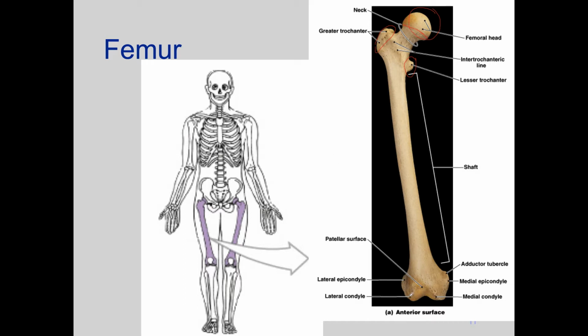Down here we have the condyle, so this is the lateral condyle and this is the medial condyle, and then there's a smooth triangular patch of bone on the front, and that's the patellar surface, so that's where your kneecap articulates. And then the femur has a nice long diaphysis, which is broadest in the middle, as per Wolff's law.